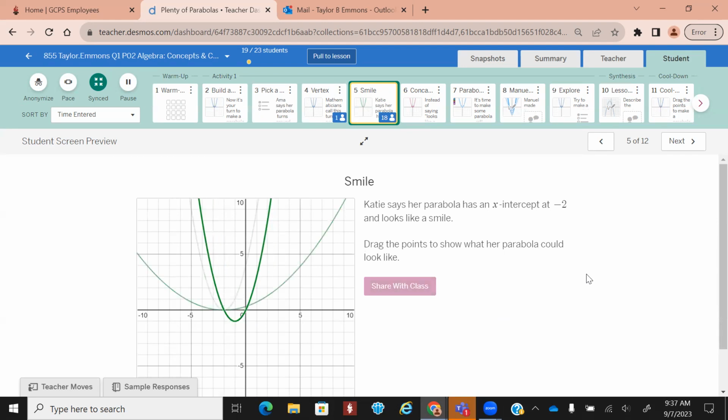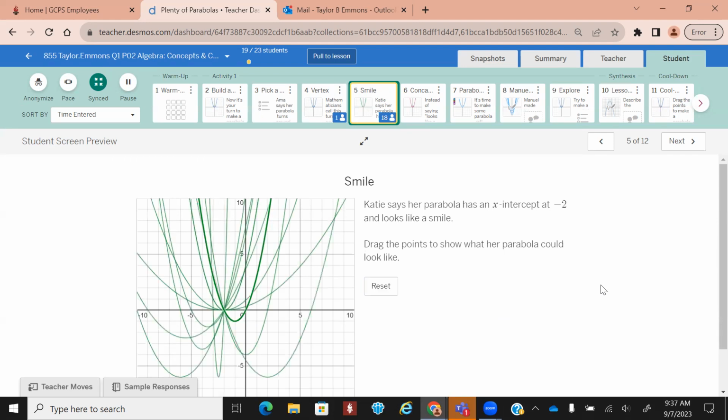That can't be a smile. Oh, what is this? So this is what all of your combined answers look like. So all of y'all are putting it through this x-intercept at x equals -2. Good.